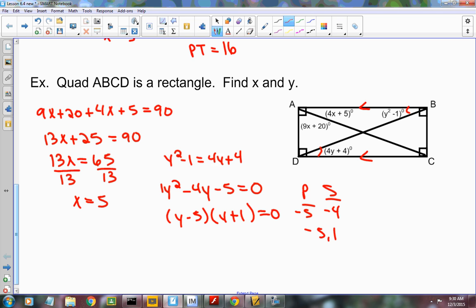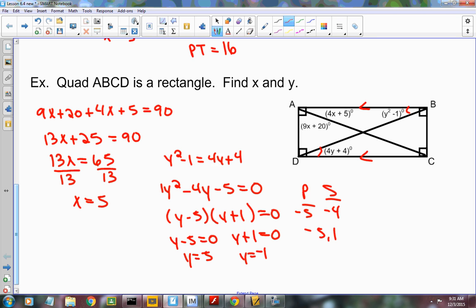If this was something other than 1, then you have to break it into 4 terms and factor it that way, by grouping. Alright, so once I get it factored, then I have to set those factors equal to 0: y - 5 = 0, and y + 1 = 0, and solve for y. So y ends up being 5, and it ends up being -1.